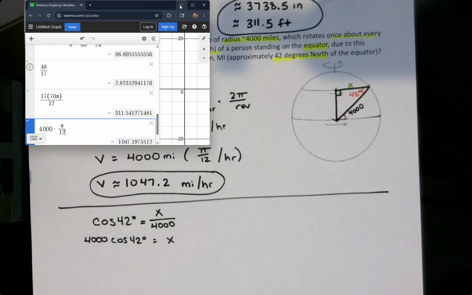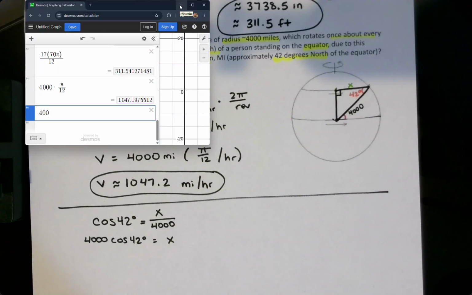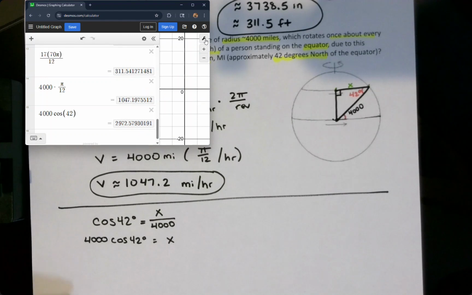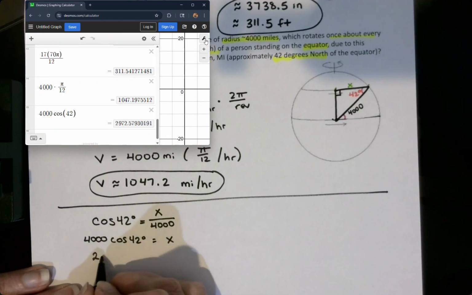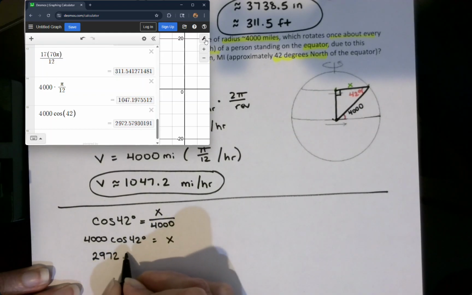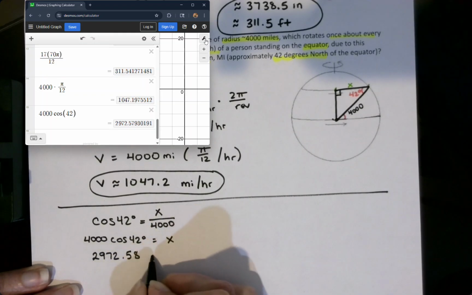Need a calculator for that. 4,000 times the cosine of 42. Let me make sure I'm in degree measure. I'm not sure that I am yet. Nope, I'm in radian measure, so let me switch that into degrees. That number should sound a little better. So we've got ourselves 2,972.58 for x.